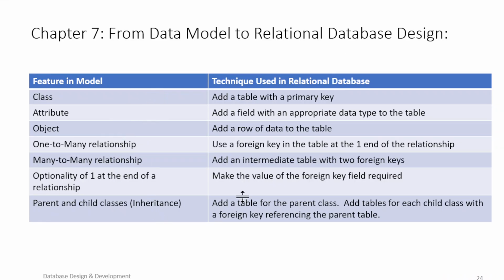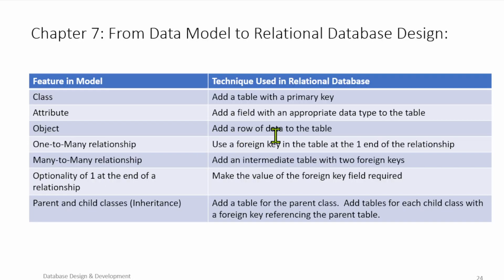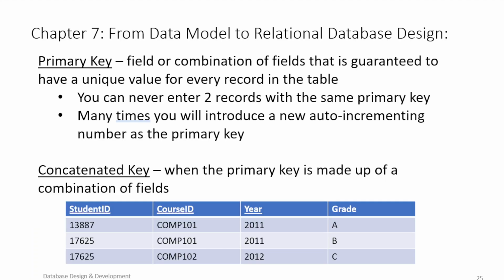Just keep in mind, you guys should know this, but on a class model, your classes will become tables. The attributes become fields. The relationships become keys, foreign keys and primary keys. The one-to-many relationship uses a foreign key in the table on the many side. Many-to-many, you need to put an intermediate table in with two foreign keys. If you have an optionality of one at the end of the relationship, you make the foreign key required, and parent and child classes of inheritance.